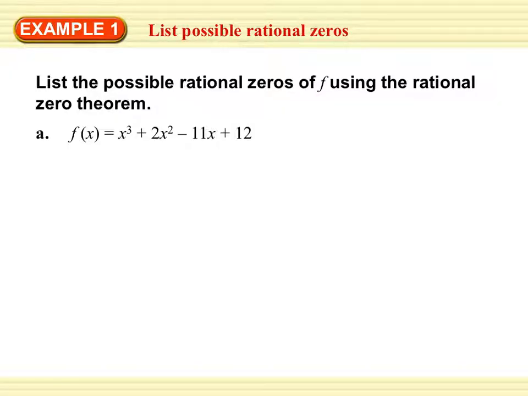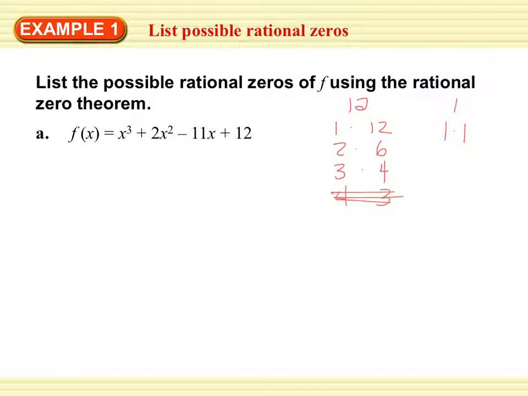Okay, let's talk about it with a problem. List the possible rational zeros of f using the rational zero theorem. So take your time and make sure that you've collected everything. 12 is 1 times 12, 2 times 6, 3 times 4, and once I get back to 4 times 3, I know I'm done. I've got them all. So you remember that is the numerators. The leading coefficient is a 1, so 1 times 1 is the only thing I've got.